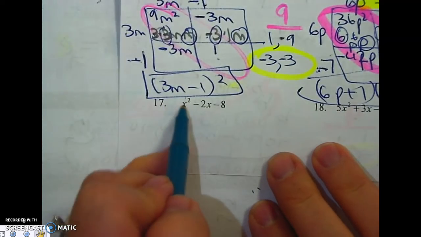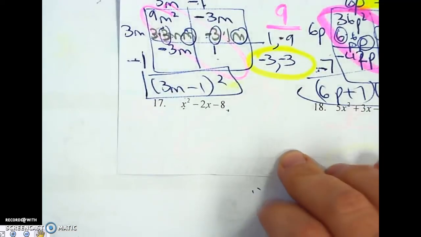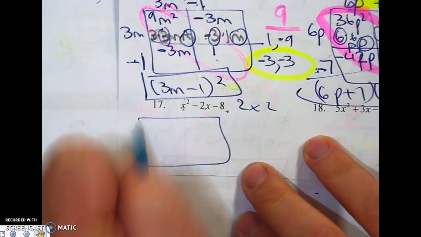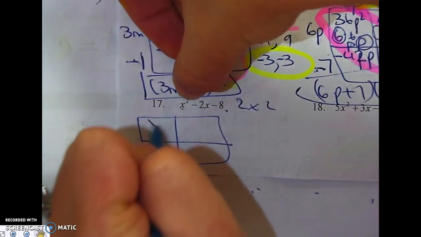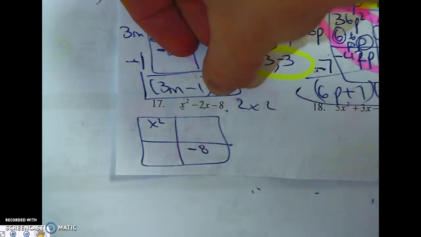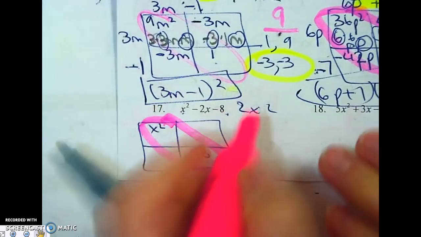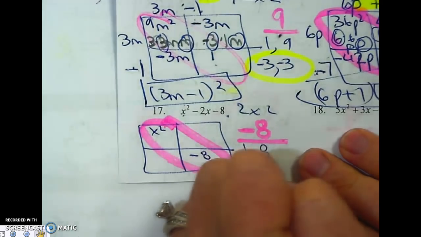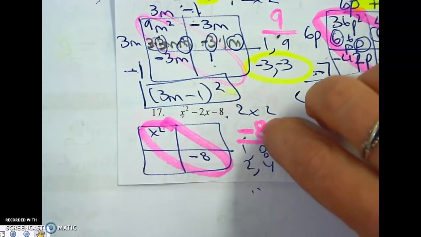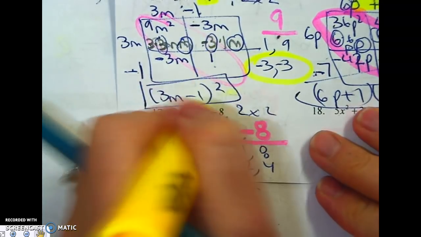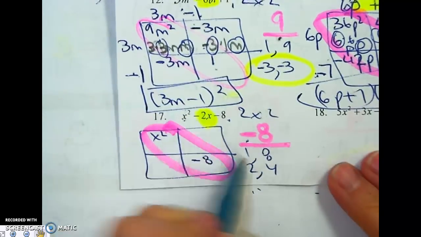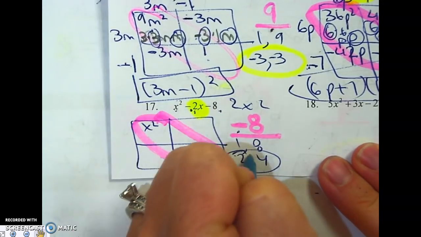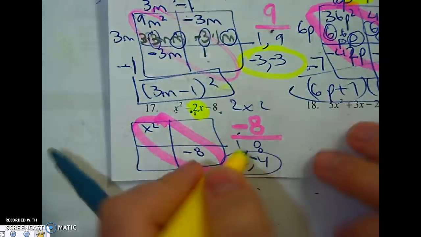Next one. I look to see, do they have something the same? They don't. Since they don't have anything the same, 2 by. First guy. Last guy, circle. Negative 8. All the ways to get 8. 1, 8, 2, 4. Since this is negative, only one of them is going to be negative. So I'm going to be subtracting. So what gives me 2? 4 and 2. But since this is negative, the bigger guy is negative.